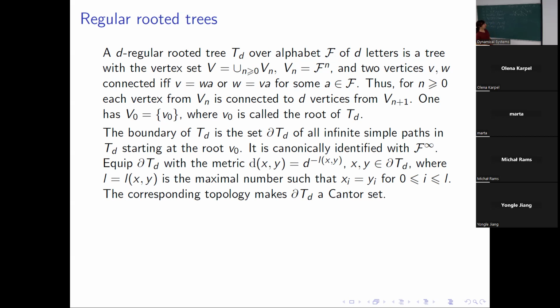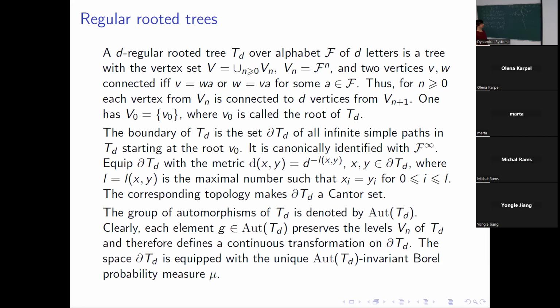The boundary of such a tree is the set of all infinite paths in the tree starting at the root. They are naturally identified with infinite words over F. This boundary is equipped with the standard metric d(x,y) equal to d raised to the power minus L(x,y), where L(x,y) is the maximal number of coinciding letters of x and y at the beginning. And so we obtain a Cantor set. The group of graph automorphisms of this tree is denoted by Aut(T_d).